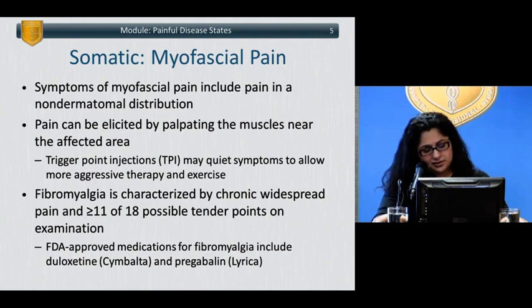There are medications that have been FDA approved for the treatment of fibromyalgia. Some of those include duloxetine and pregabalin. And again, we'll discuss these medications a little bit further in the presentation.